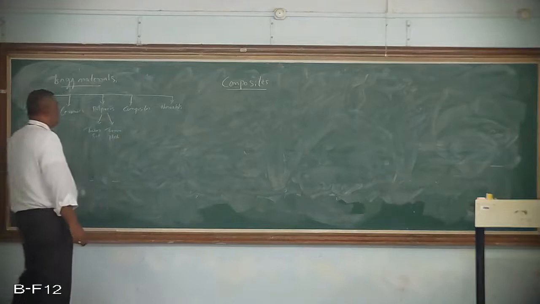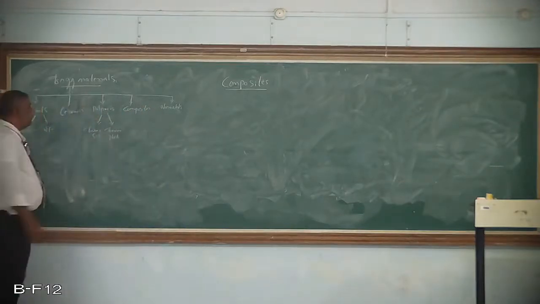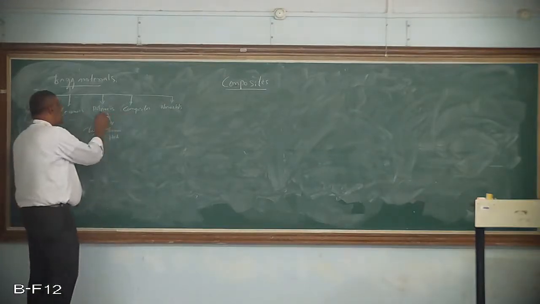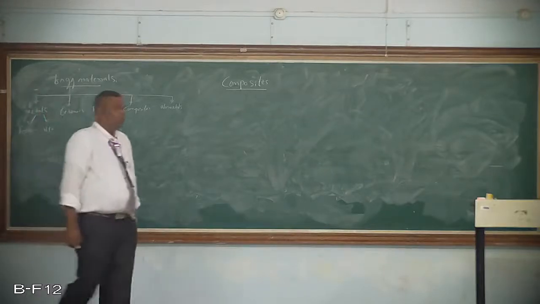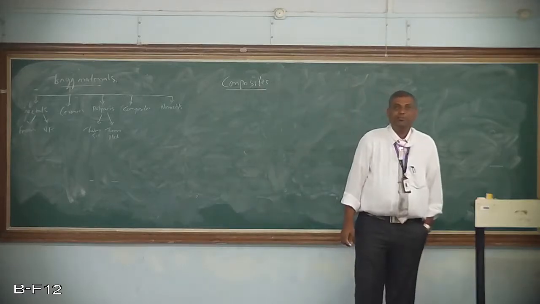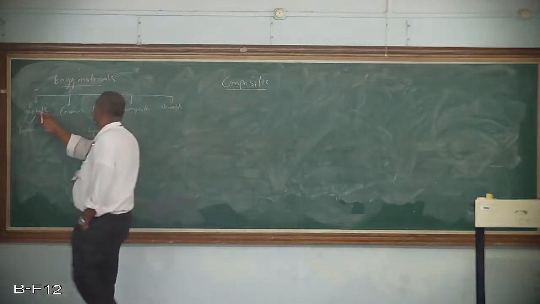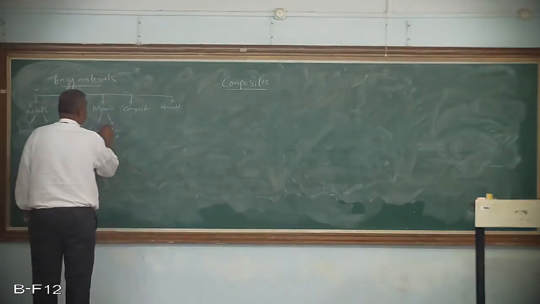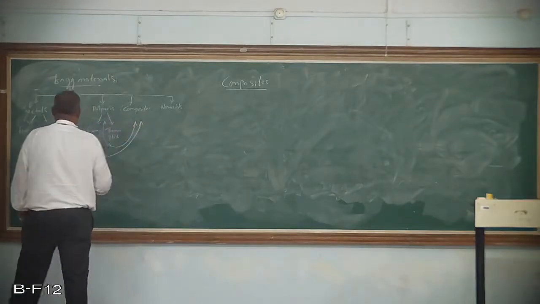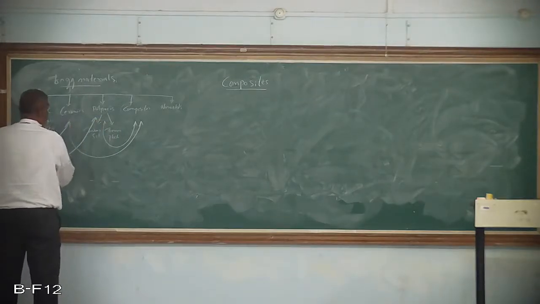Okay, so I'm going to start now with composites. Once I complete the composites, then we'll come back to polymers and ceramics, because the majority of composites consist of ceramics and polymers. So what is this composite? A composite is nothing but a combination of any of these materials. It can be a combination of this and this, or this and this, or this and this.